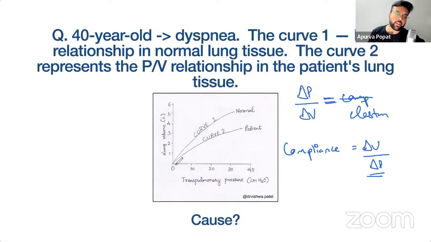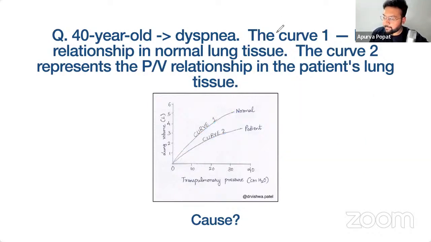This is showing the normal curve of delta V by delta P, and this is the patient's curve. What do you think has happened to the compliance? Has the compliance increased or decreased in this patient's curve compared to the normal curve? Decreased. The compliance has decreased. Very good. So how do you know that the compliance has decreased?